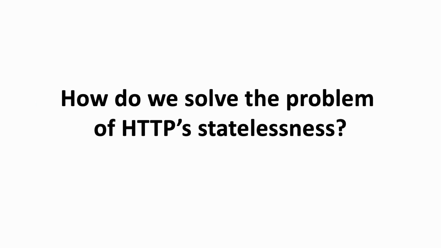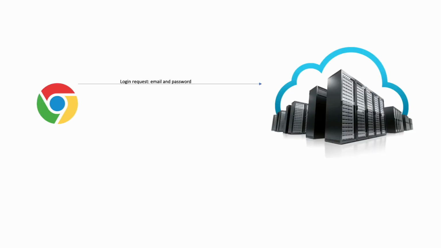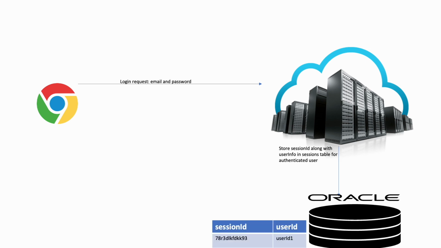So how do we solve the problem of HTTP statelessness? This is where sessions come into play. So here's how it works. When you log into a website like Gmail, the site creates a special note just for you called a session. This note contains information about your visit, like your username and some other user information. The website saves this session information in its database, giving it a unique code called a session ID.